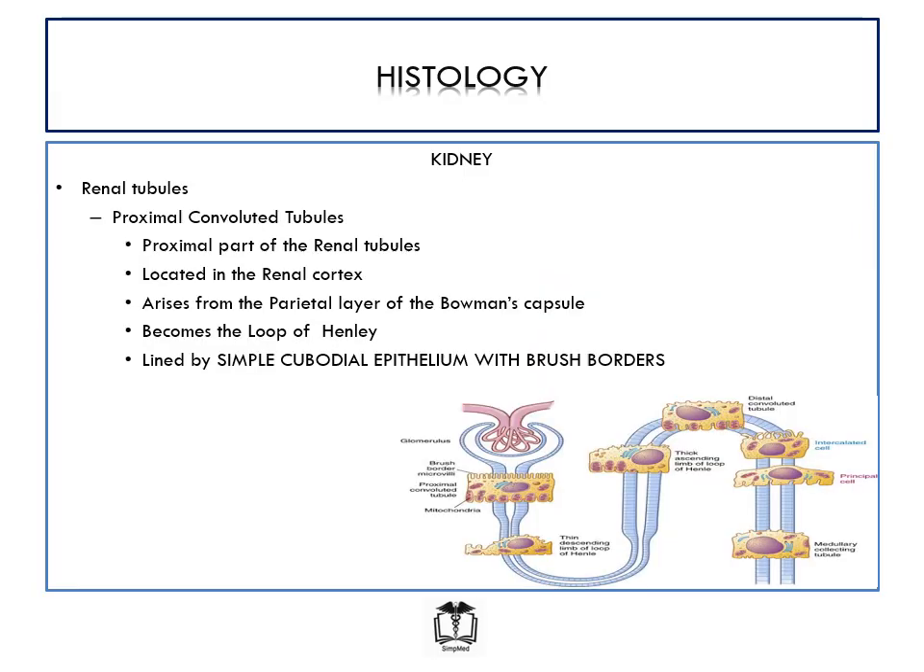The proximal convoluted tubule, like I said, is the most proximal part of the renal tubule. It's located in the renal cortex. It arises from the peripheral layer of the Bowman's capsule, so it's a direct continuation of that part. As you can see in this image, we have the glomerulus encased by the visceral part of the Bowman's capsule, and you can see the parietal part of the Bowman's capsule continuing as the proximal convoluted tubule.